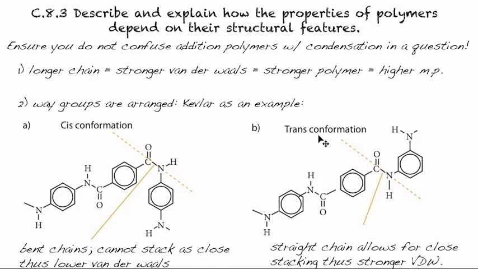The trans conformation you can see here is forming a very straight line. You could actually put another layer above, and they'd get very, very close, and therefore they'd have strong van der Waals, and thus be stronger and have a higher melting point.